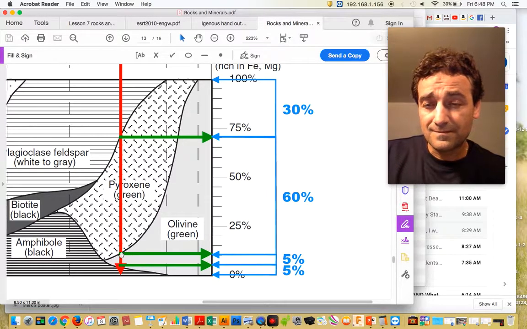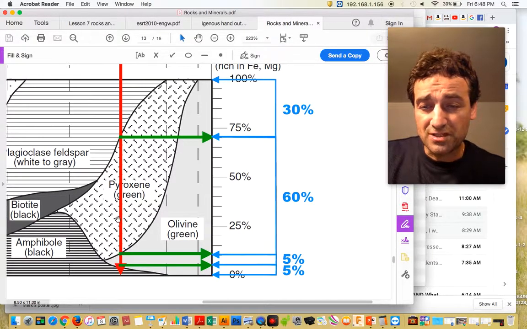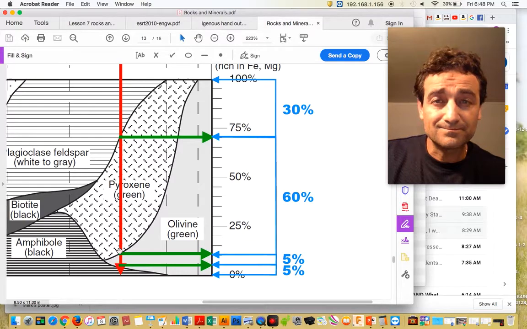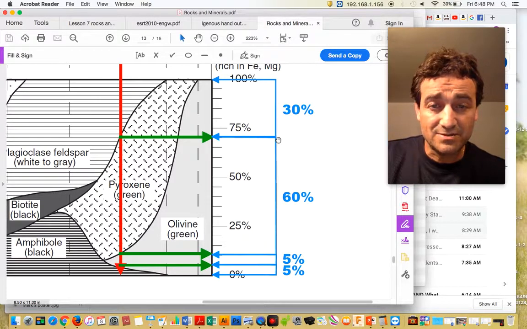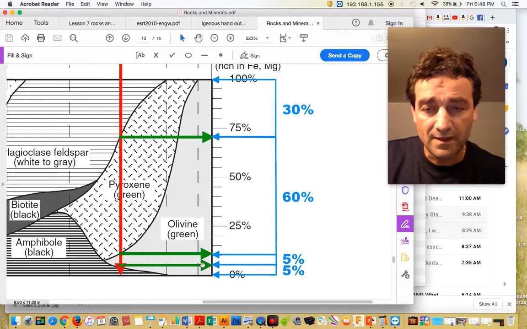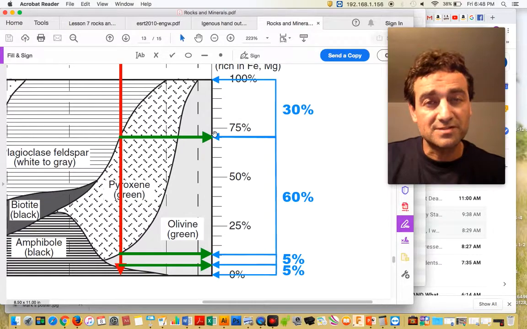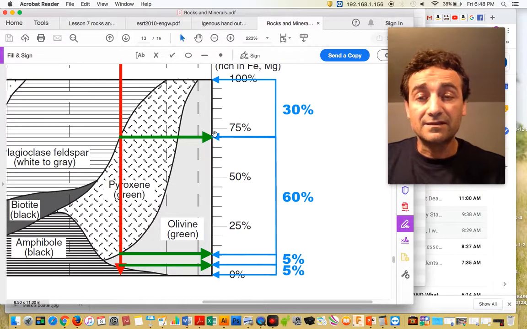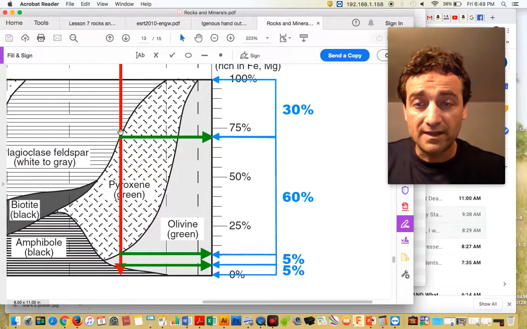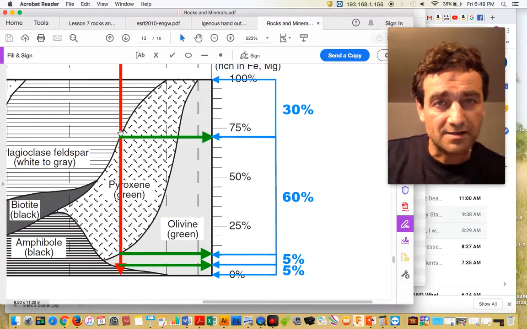But then we have another sample. It starts here, ends here. Well, what is all of this? All of this is pyroxene. Okay, and pyroxene has 60%. How do we know? Let's take a look. If it starts here and ends here, 5, 10, 15, 20, 25, 30, 35, 40, 45, 50, 55, 60. 60%. I'm sorry, I meant pyroxene, not olivine.